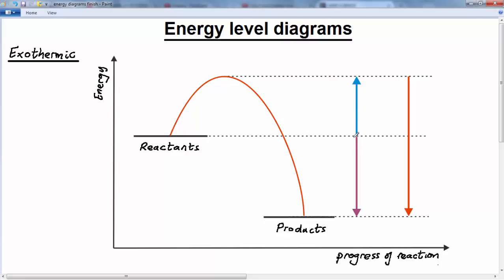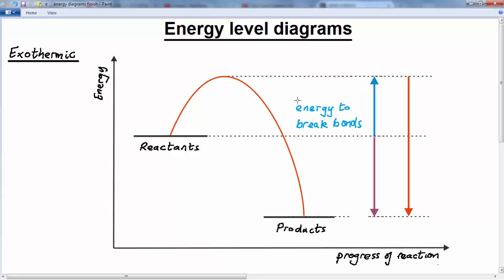So this blue arrow here represents the energy required to break the bonds in the reactants. We looked at that in the previous lesson where we looked at energy transfer in terms of bond energies. Now this energy is also known as the activation energy. That's the energy required to break the bonds in the reactants. So the blue up arrow represents the energy required to break the bonds.